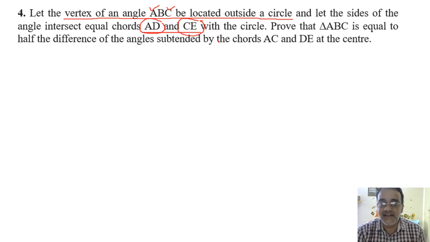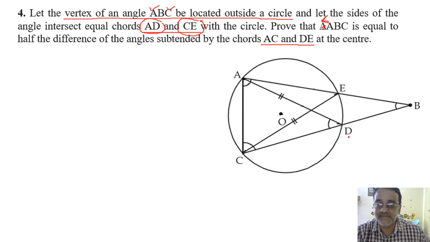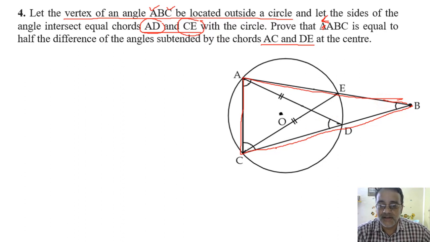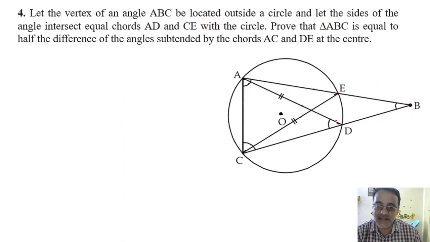Okay, and with the circle, prove that angle ABC is equal to half of the difference of the angles subtended by the chords AC and DE at the center. Let me explain with the help of an example, और थोड़ा डिटेल में एक्सप्लेन कर देते हैं. देखो, ABC ये ट्राइंगल है, this is the triangle ABC, ओके, और AC, CE और AD these are two equal chords, ओके.